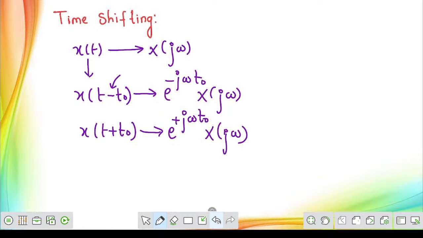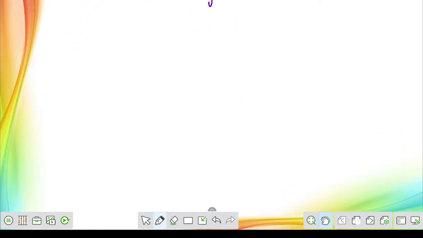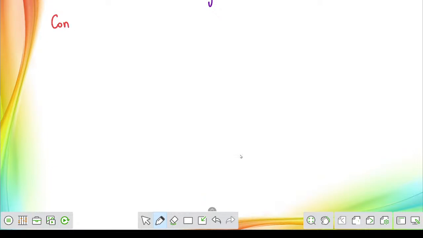So the next most important property is the conjugation property. As usual, we also discussed this conjugation property for Fourier series. So let us discuss the conjugation property for Fourier transform signals. So the next one is the conjugate property.